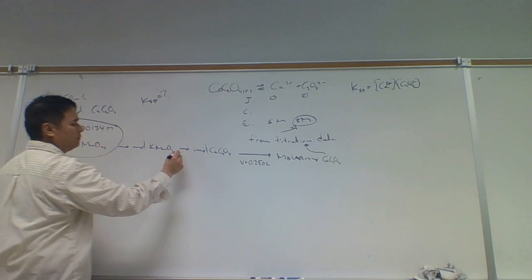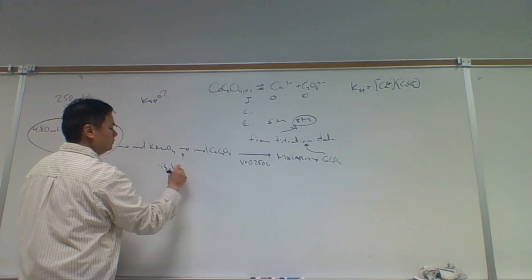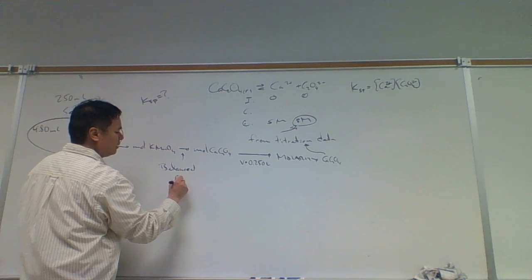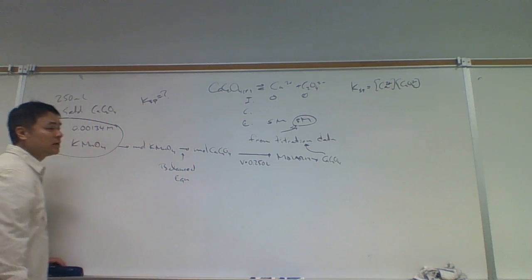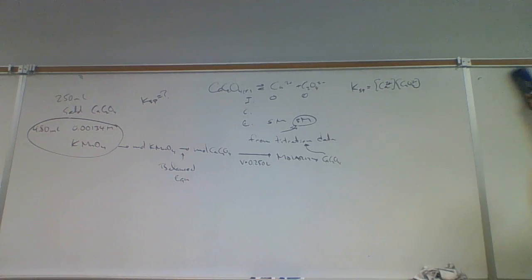Now, what we need is the balanced chemical equation for this. This is not an acid-base titration. This is a redox titration. So the indicators are different, but essentially it's the same thing. We have some indicator to tell us the right amount of KMnO4 to add, in other words, the equivalence point. And so we have to generate the equation for this first.